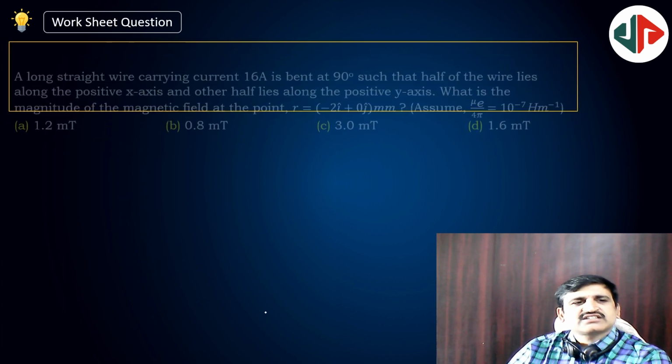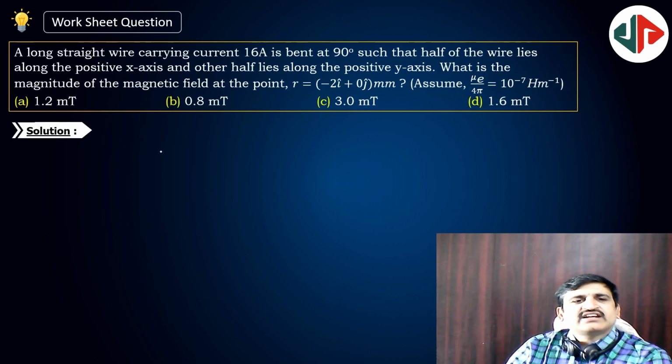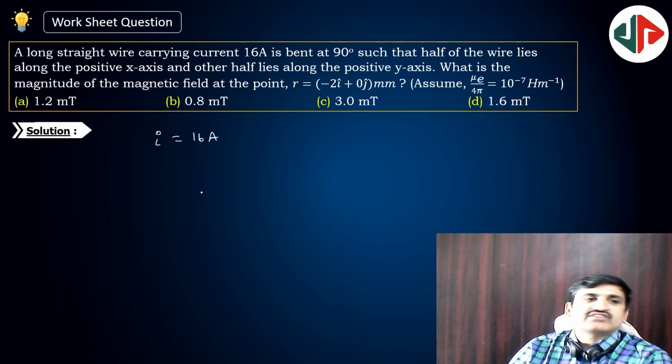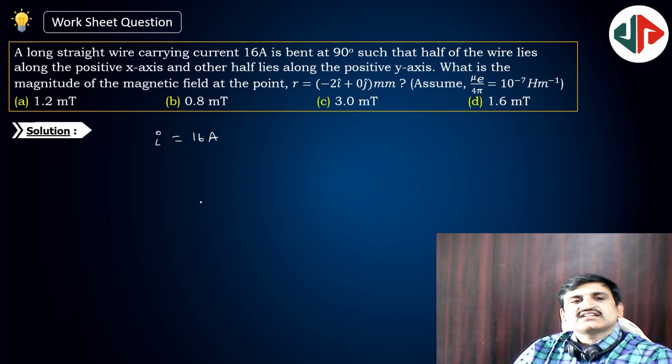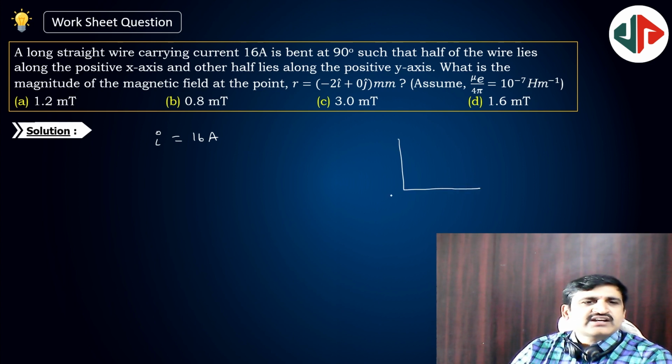Yeah. Next. A long straight wire carrying current I is equal to 16 amperes is bent at 90 degrees such that half of the wire lies along the positive x-axis, and the other half lies along the positive y-axis. What is the magnitude of magnetic field at minus 2i comma 0, 0, 0?